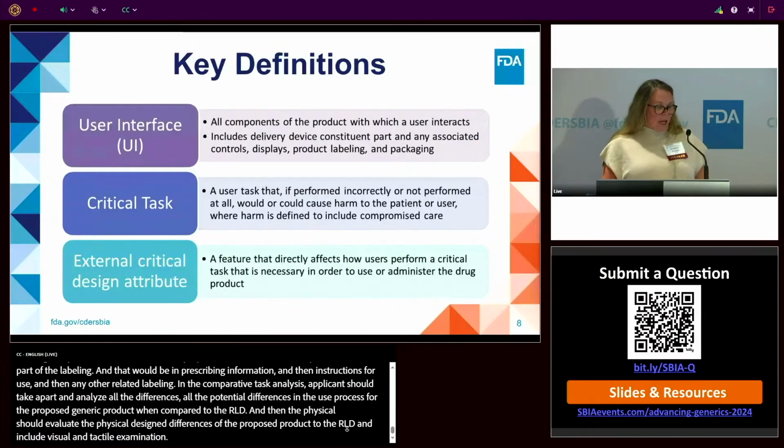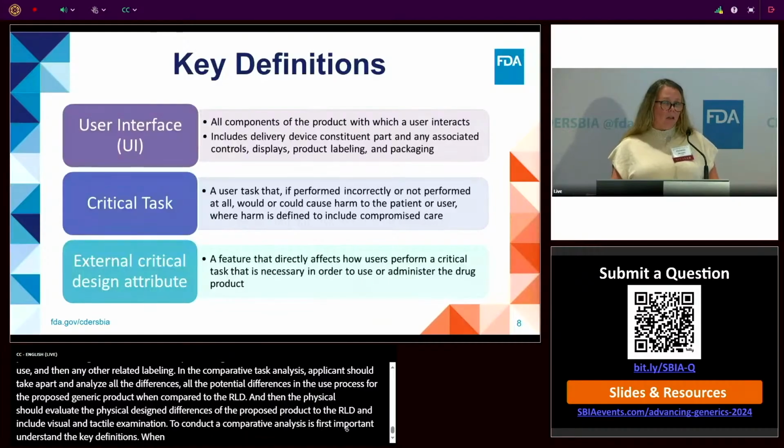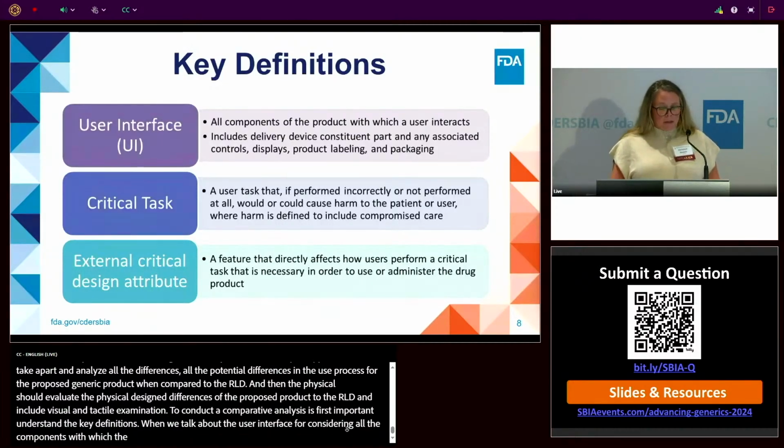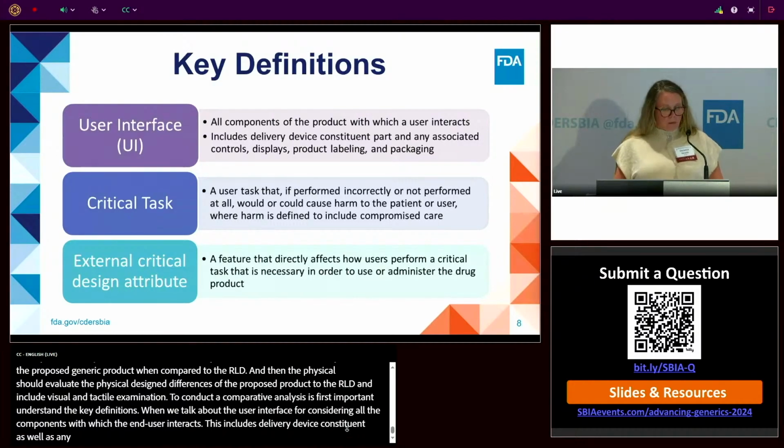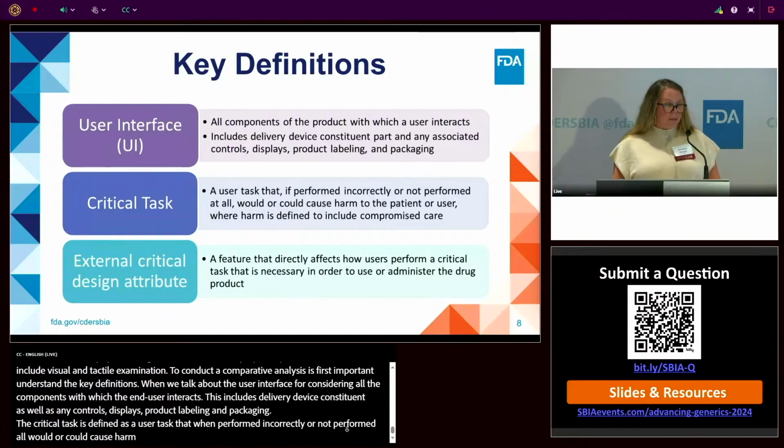To conduct a comparative analysis, it's important to first understand some of the key definitions. When we talk about the user interface, we're considering all of the components with which the end user interacts. This includes the delivery device constituent part, as well as any controls, displays, product labeling, and packaging. The critical task is defined as a user task that when performed incorrectly or not performed at all, would or could cause harm to the patient or user, where harm includes compromised medical care.